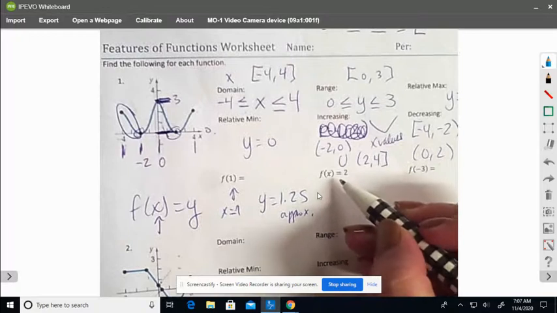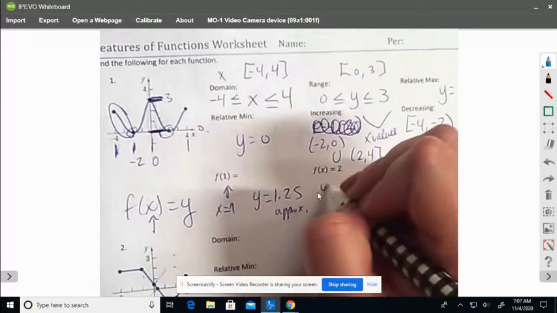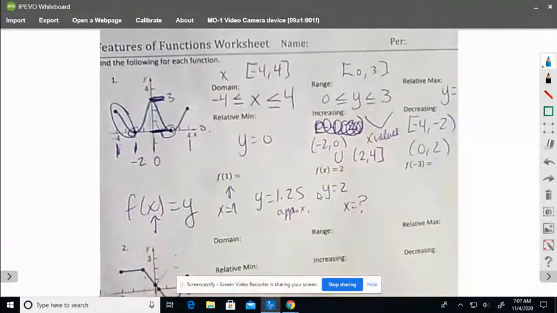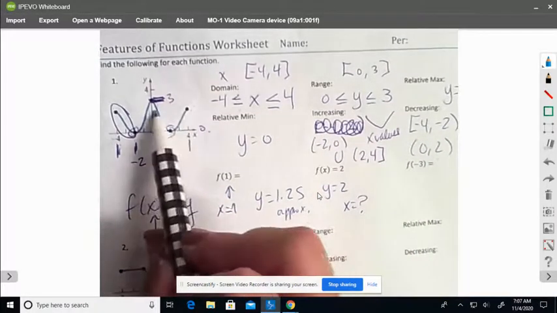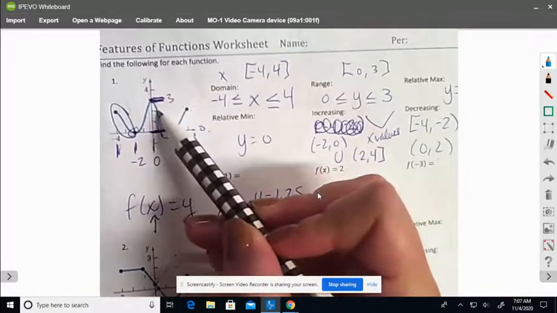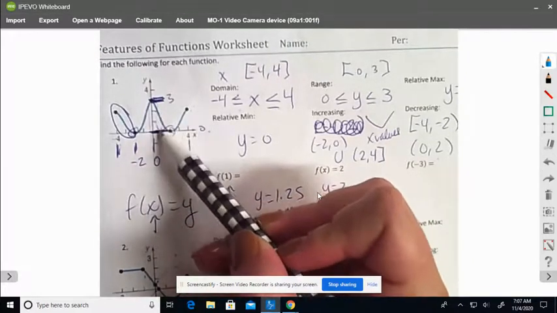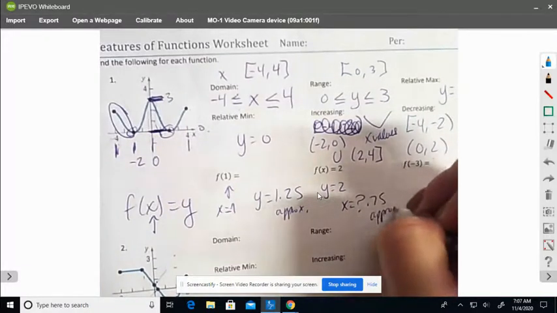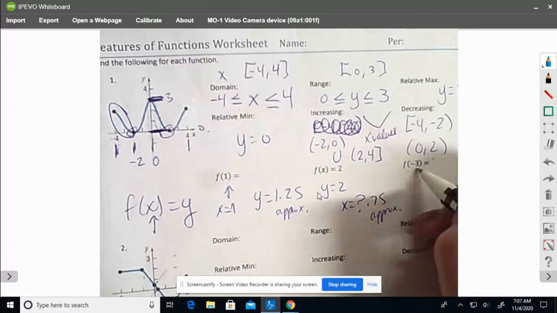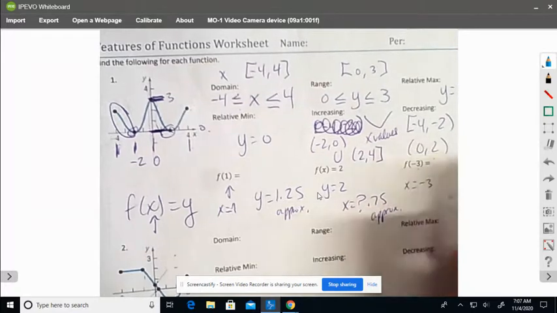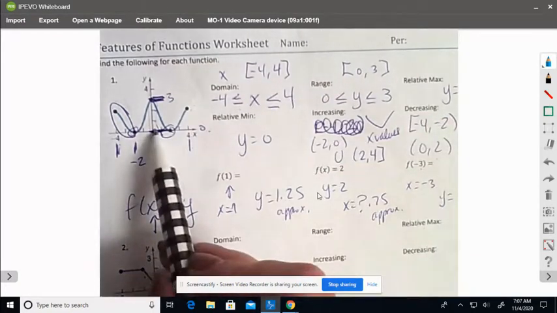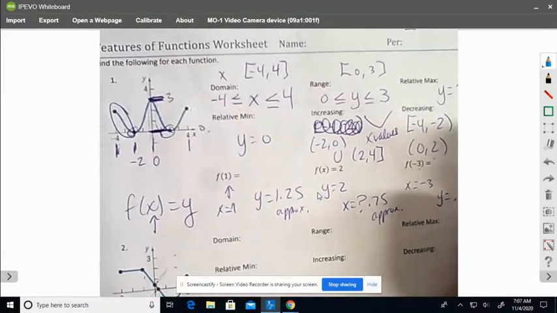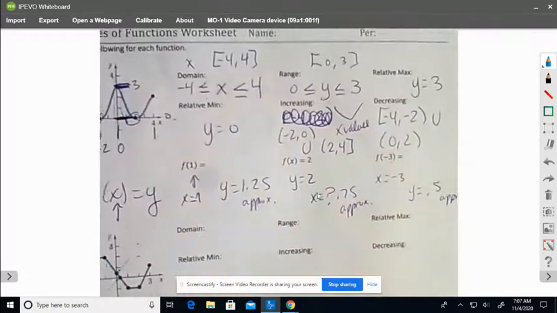Now they're saying f of x equals 2. F of x is the same thing as y. So they're saying y equals 2, what's x? So I'm going to go to my y value of 2, and x looks like it's approximately a little less than 1, maybe 0.75. And then the last one says when x is -3, what's y? So x is -3, y looks like it's about 0.5. And I'm just putting approximate because this graph's a little tricky.